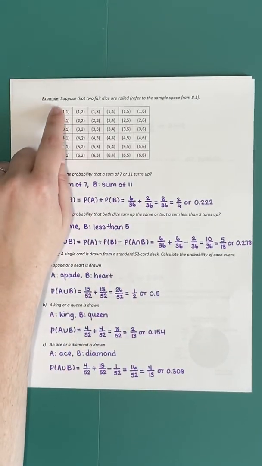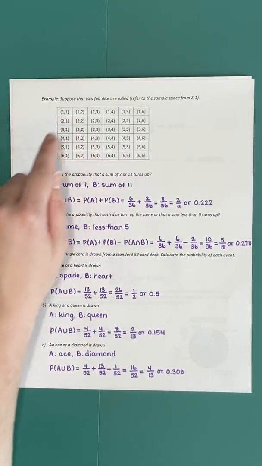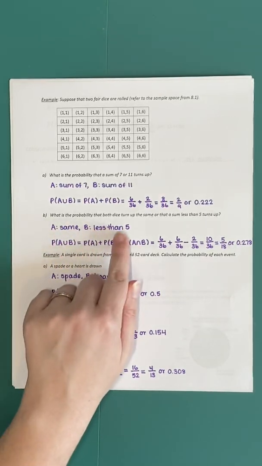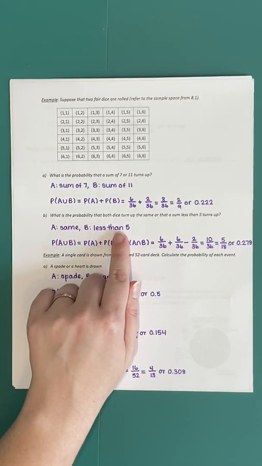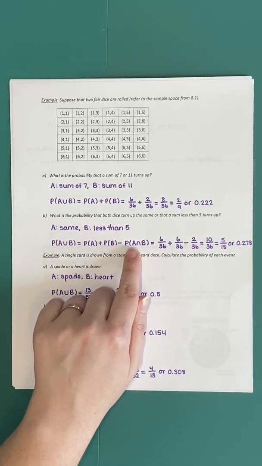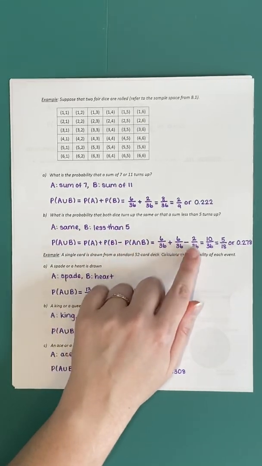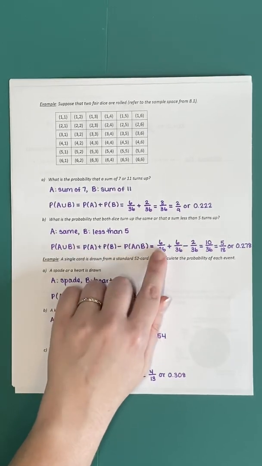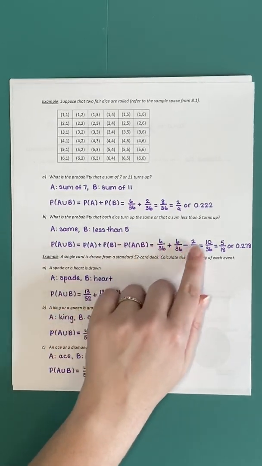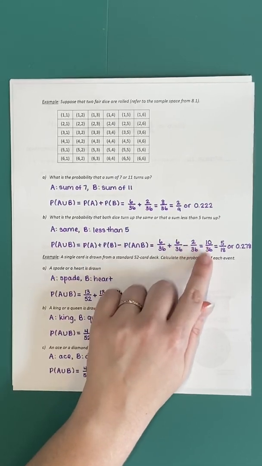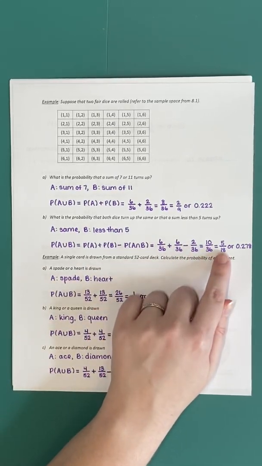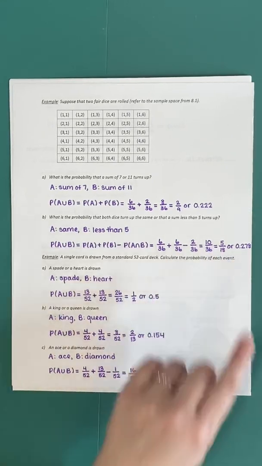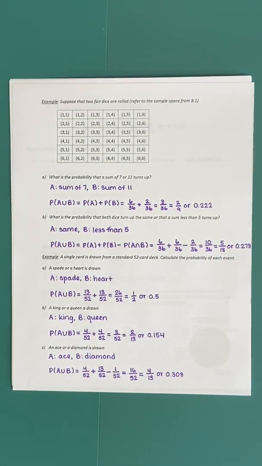So there's two ways to get an outcome that represents dice rolling the same and dice also rolling so that they sum to be less than 5. So the probability of intersection is going to be 2 out of 36. So our total probability is going to be 6 plus 6 minus 2, which is 10 out of 36, which reduces to 5 out of 18, or approximately 0.278. So that's going to be our probability there.